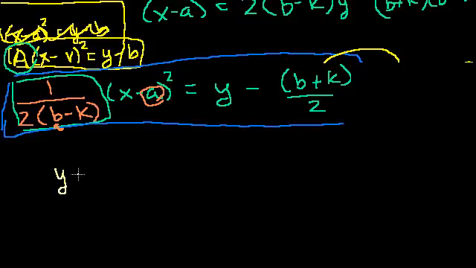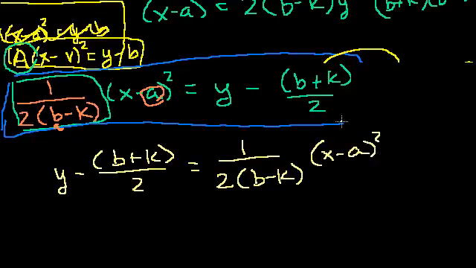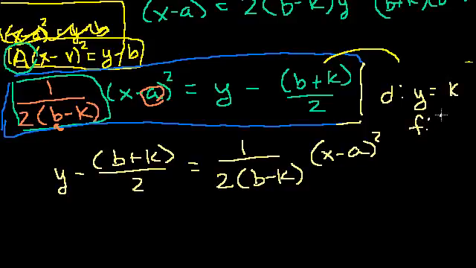So you get y minus (b plus k) over 2 is equal to 1 over 2 times (b minus k) times (x minus a) squared. This is the locus of all points that are equidistant to the directrix y is equal to k and the focus (a, b).